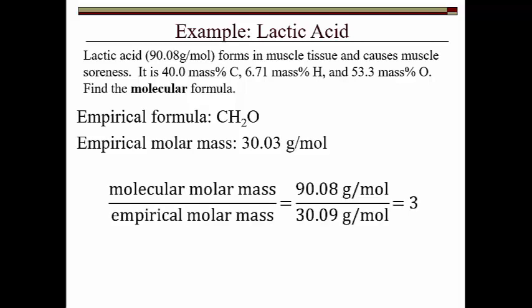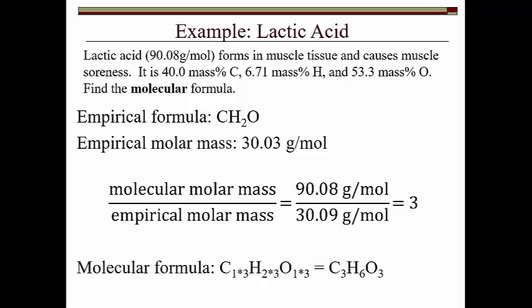How many empirical formulas do we have in our molecular formula? So our molecular molar mass, which is given in the problem as 90.08 grams per mole, divided by our empirical molar mass that we just found as 30.03 grams per mole. And we can see here that we get a small whole number of approximately 3. So what do I do with that 3? I find my molecular formula by multiplying all of the subscripts in the empirical formula by that small whole number. So C is a 1 by 3, hydrogen 2 times 3, and oxygen 1 times 3. And that gives me my molecular formula, C3H6O3.